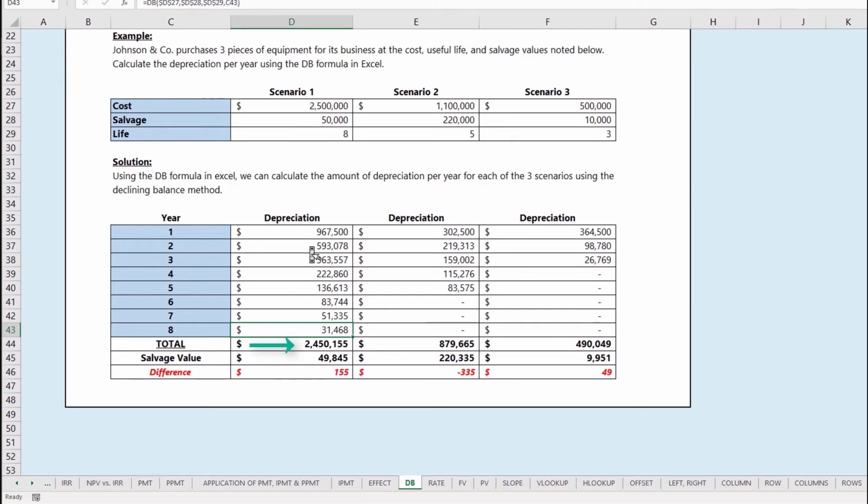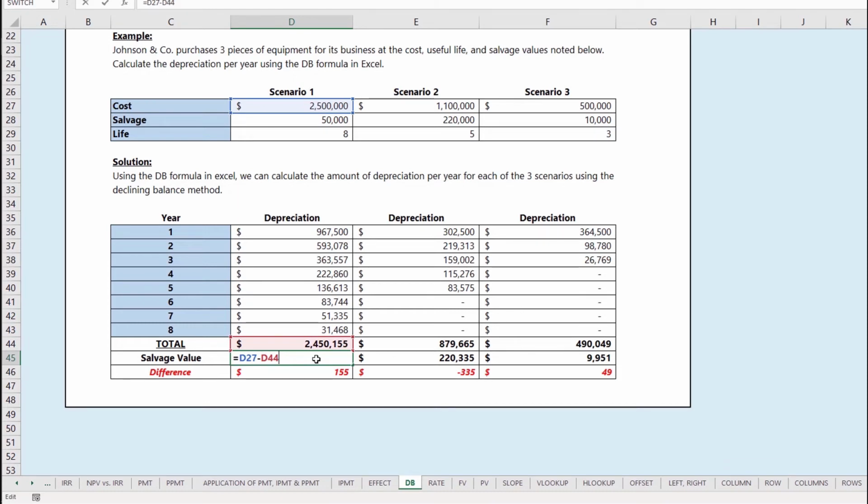If we take the sum of the depreciation for years 1 through 8, we can see that the total is $2,450,155. The salvage value is $50,000, but we've got a small difference because of the calculations and the rounding. So the difference in this case is only $155. So our estimated salvage value is actually going to be $49,845. The total depreciation over the 8 years is $2,450,155.